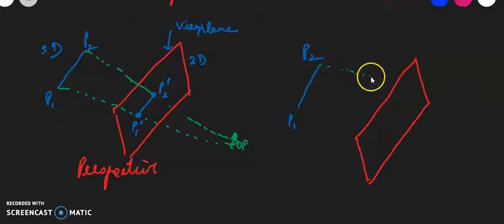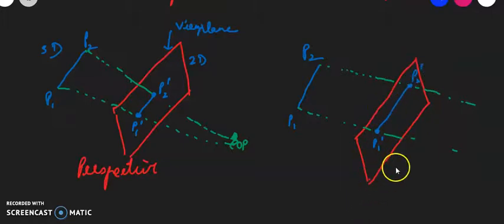Rather, my lines of projections are parallel to each other. Okay, and now wherever they intersect my view plane, I get the final output there. So it is P1 dash and P2 dash. Okay, so this becomes a very good example of parallel projection. Now I hope perspective and parallel projection are very much clear to you all.